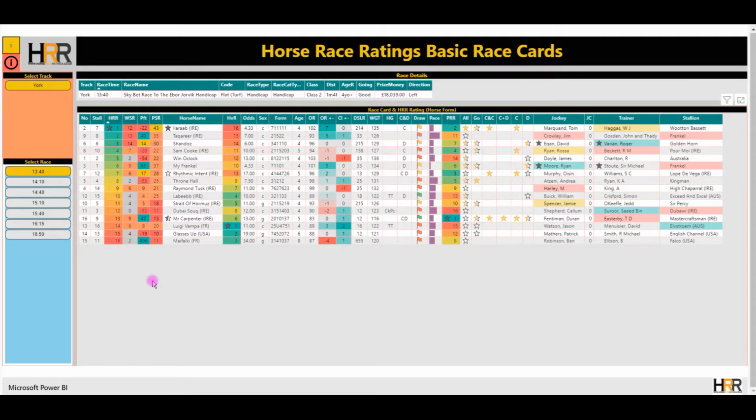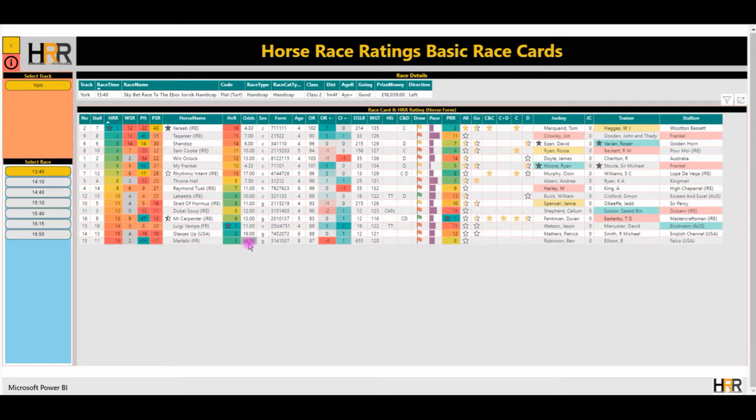It's a 6% strike rate, 20% place strike rate, but offers the best value. So obviously you need to look at that and factor it into your calculation in actually reading the race itself.